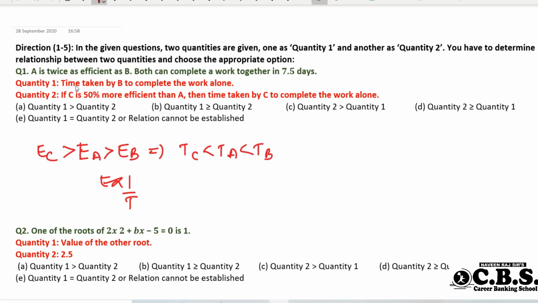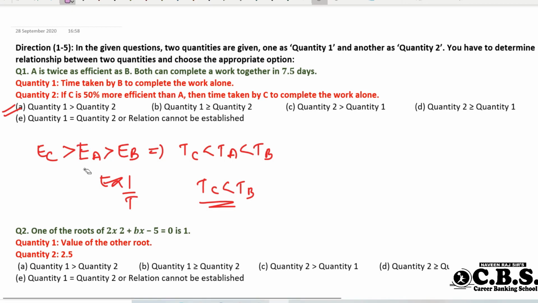See the question: the time taken by B to complete the work alone. Definitely the time of C is less than the time of B. Obviously quantity 1 is more than quantity 2, because quantity 1 is B's time, and B's time is compulsorily more than C's time. If you have a good grip on the concept, you can answer this question within 5 to 10 seconds without doing any proper calculation. This is the way to answer a data sufficiency question.